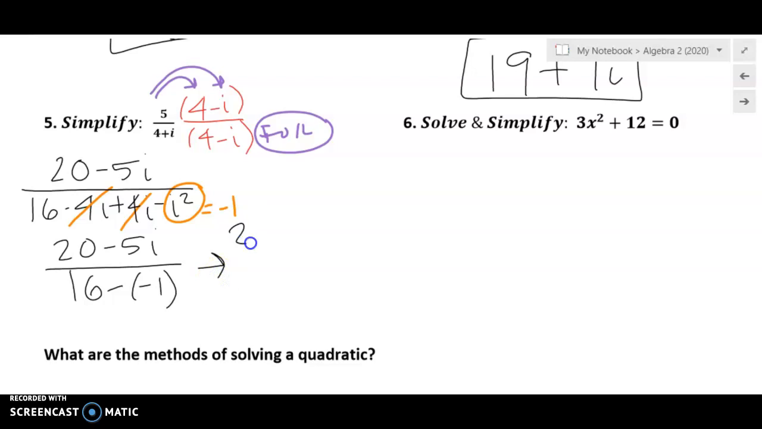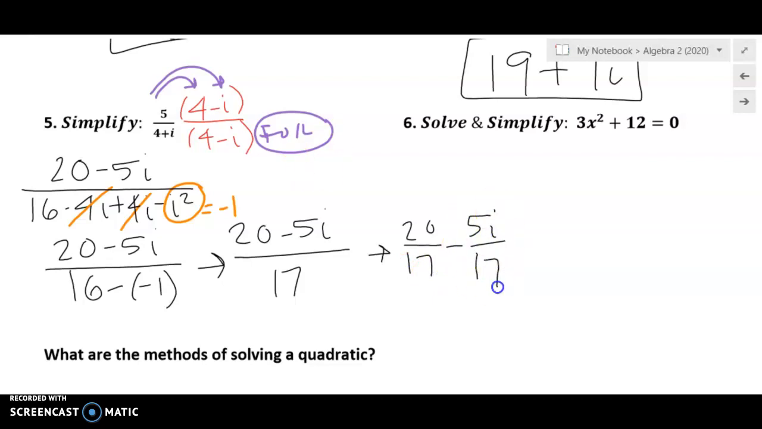So if I rewrite this, 20 minus 5i for the top, and then 16 plus 1 is going to give me 17. And then you can rewrite this in two pieces, like separate the 20 over 17 minus 5i over 17. If you want, you kind of break it into two pieces. They do that a lot on the ACT or SAT.